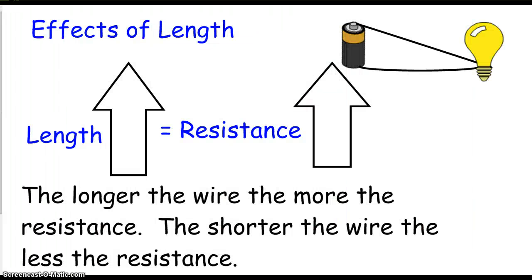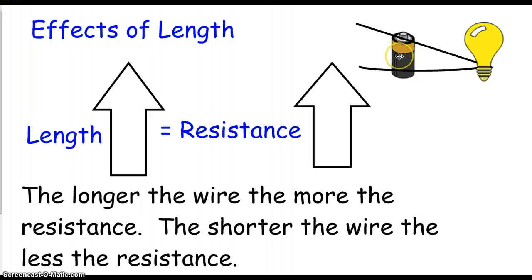Okay, so length. How does length affect things? Well, if you have more length in your wires, you're going to have more resistance. So that means if we shorten the length between the battery and the light bulb, it's going to get brighter.